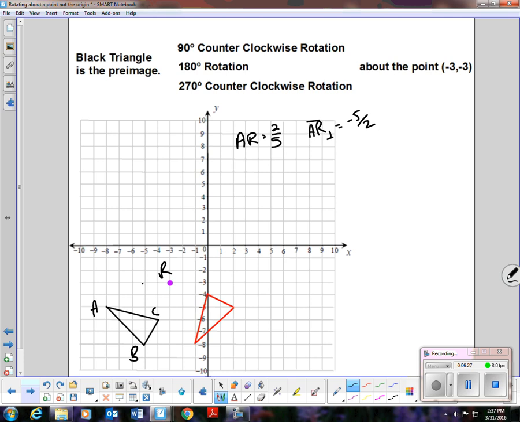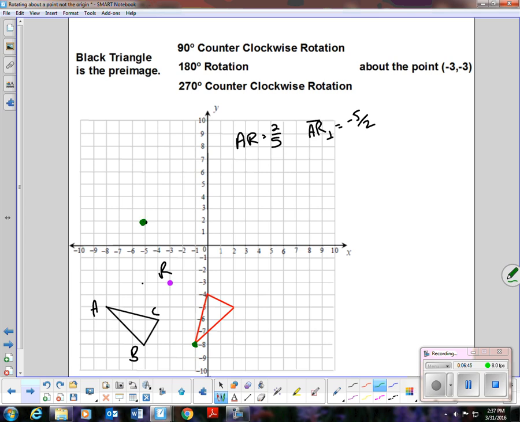Now, I can go down 5 from this purple point, so 1, 2, 3, 4, 5, and to the right, which would be here. Or I can do the reverse of that, which is 1, 2, 3, 4, 5 up, and 2 over. So I have two different points. I'm going to make these points green.